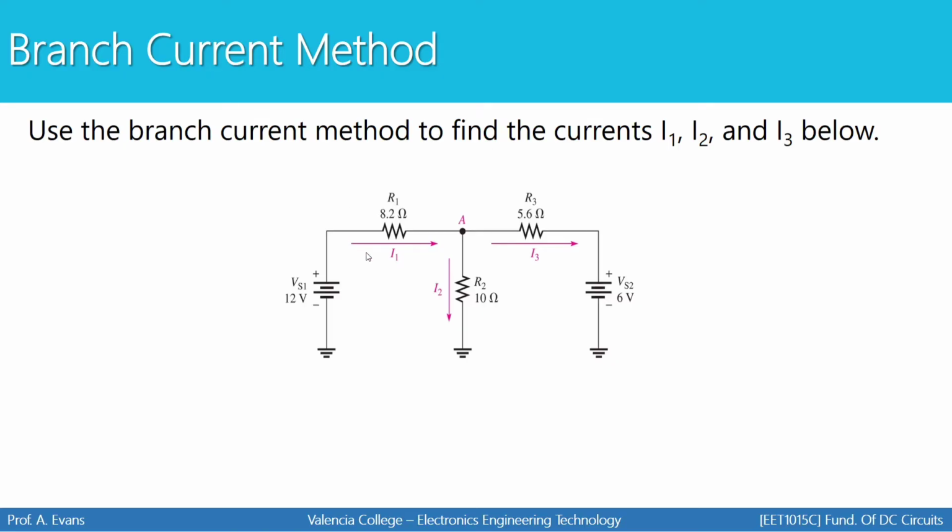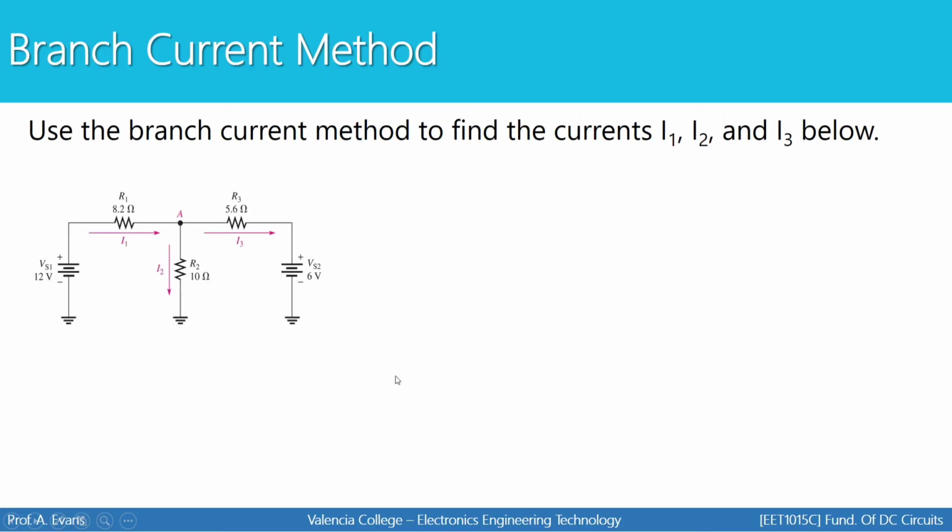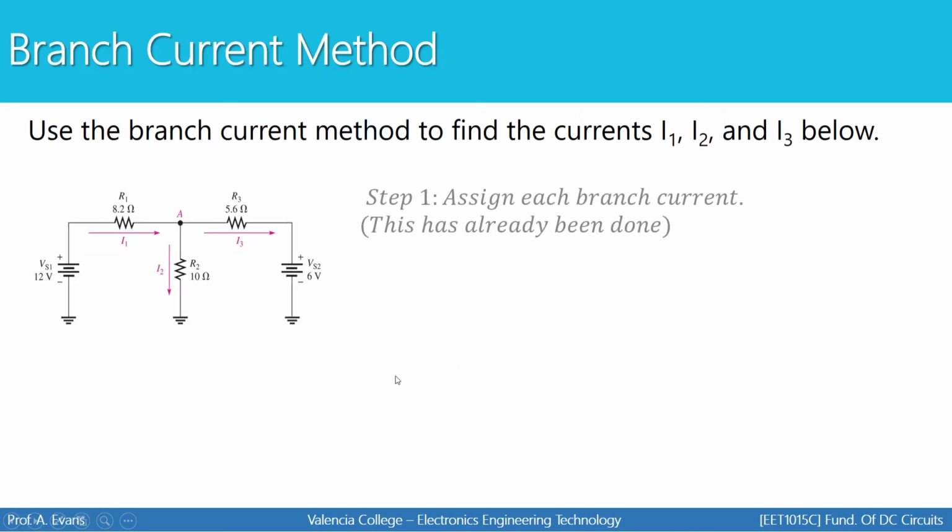Notice that in this diagram, I1 is still going to the right, I2 is going down, but now I3 is also going to the right. This is also slightly different than the example that we just did, and this will change our KVL equations. So to begin, our first step is to assign each branch current, and this has already been done.